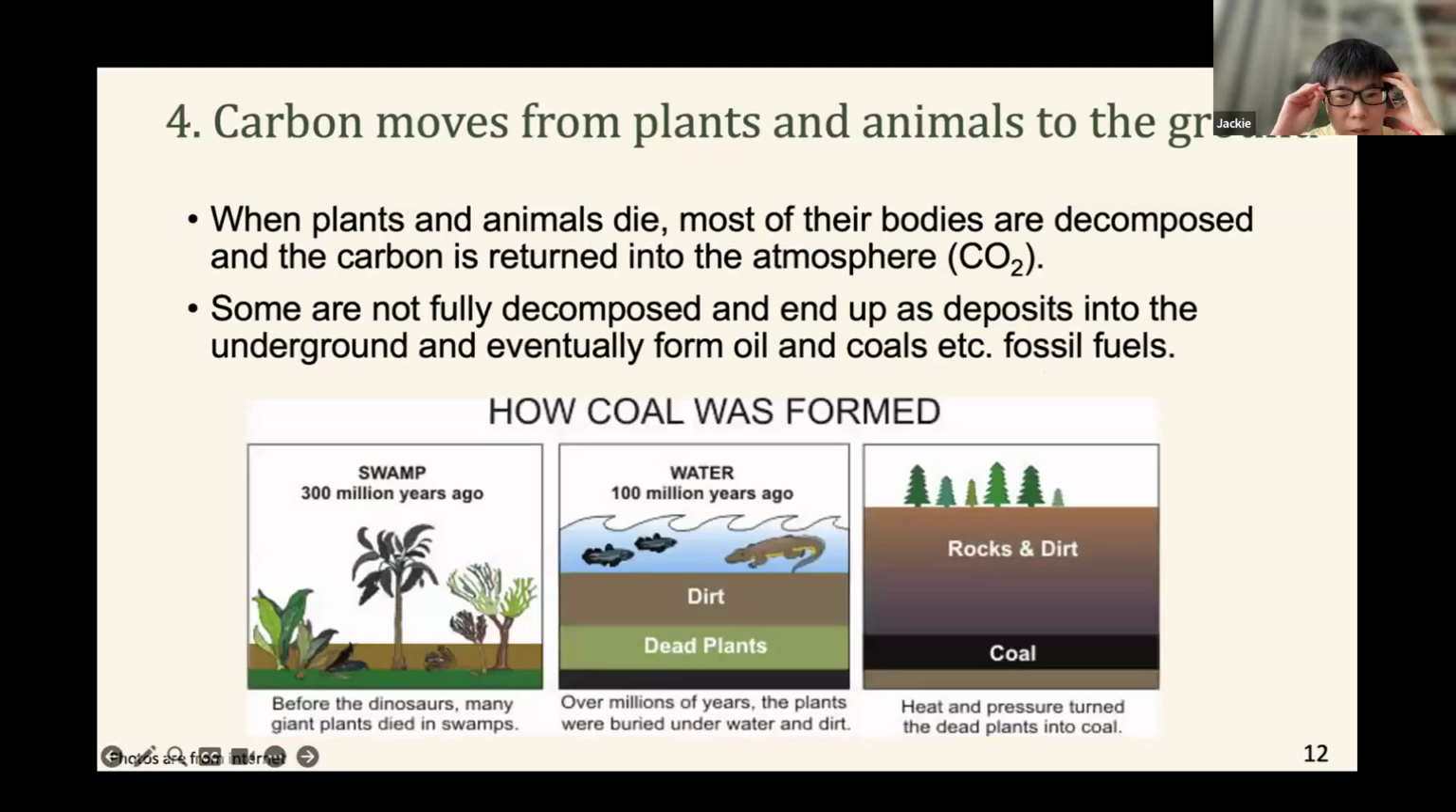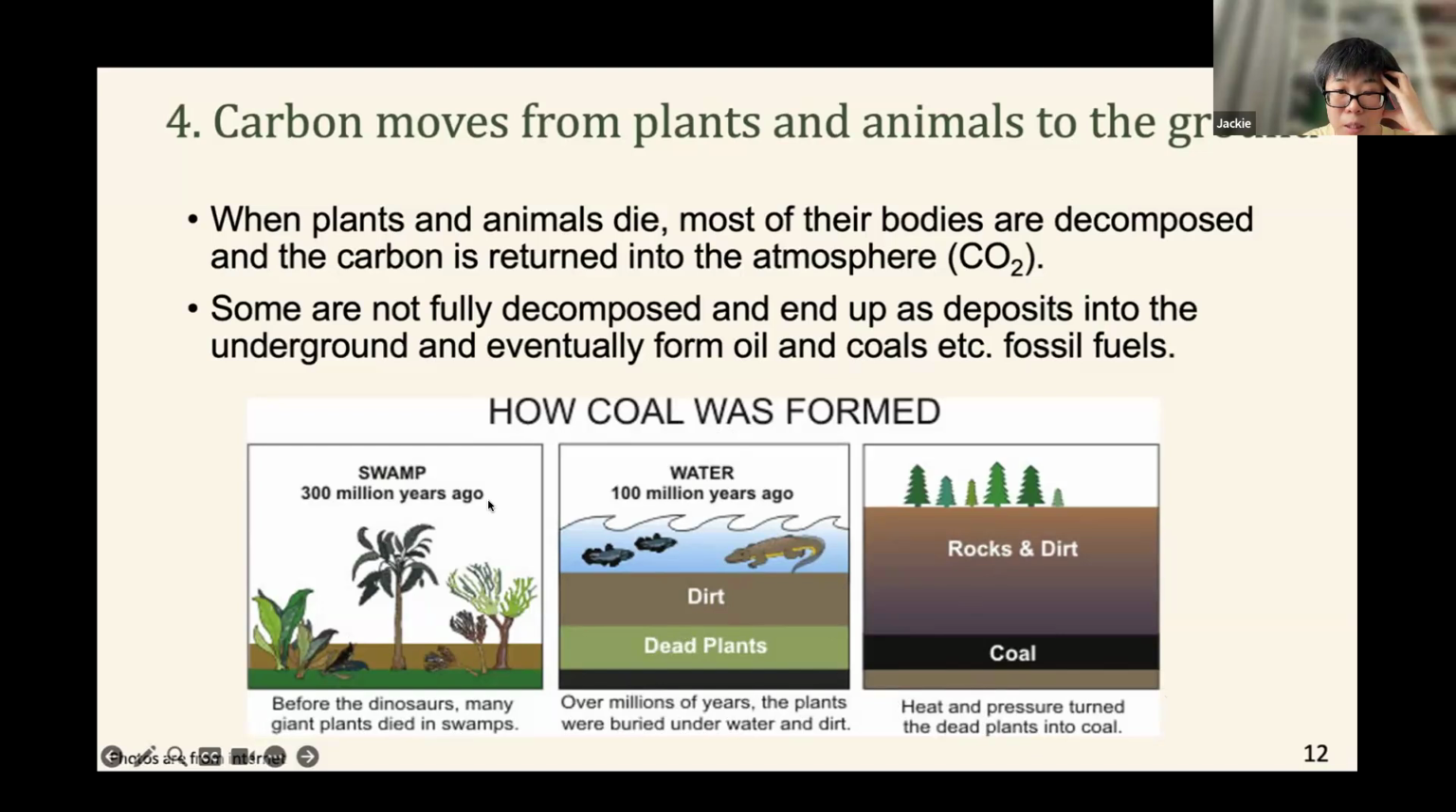So if you look at this figure as an example, about 300 million years ago, before the dinosaurs, there were many giant plants that died in the wetlands, in the swamps, and over millions of years, these plant bodies were buried in the water and also the soil, right? As you can see here. And also after a very long time, the heat and pressure will turn the dead plants into coal.